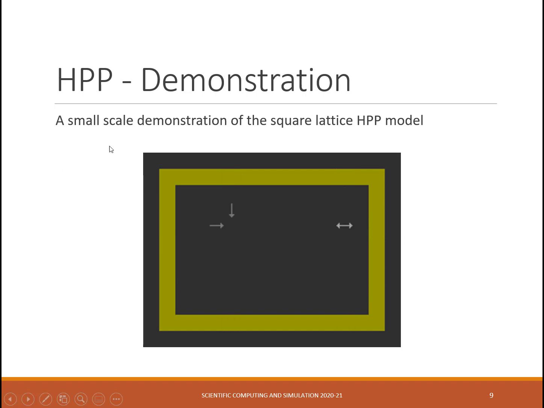This slide presents a small-scale demonstration of the square lattice HPP model. In this model, we have a two-dimensional lattice populated with a few particles. As shown here, the direction or state of particles doesn't change unless they are involved in an interaction.